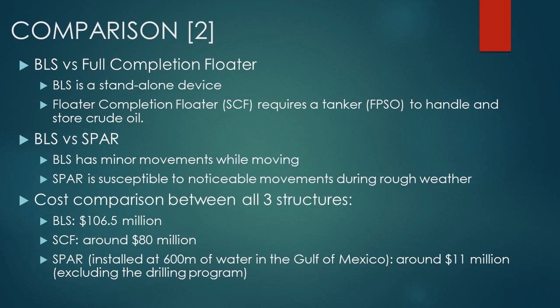The cost comparison between all three structures is as follows. BLS, $106.5 million. SCF, around $80 million. SPAR, installed at 600 meters of water in the Gulf of Mexico, around $11 million, excluding the drilling program.